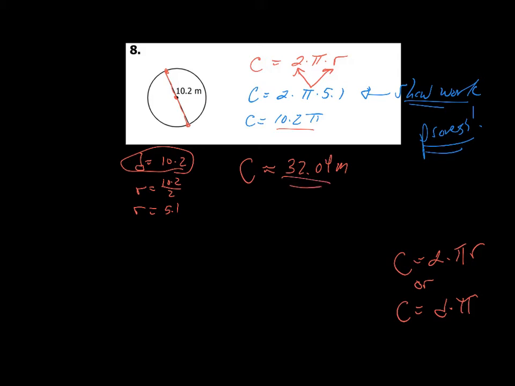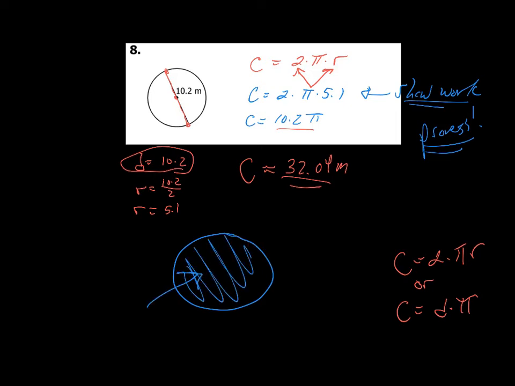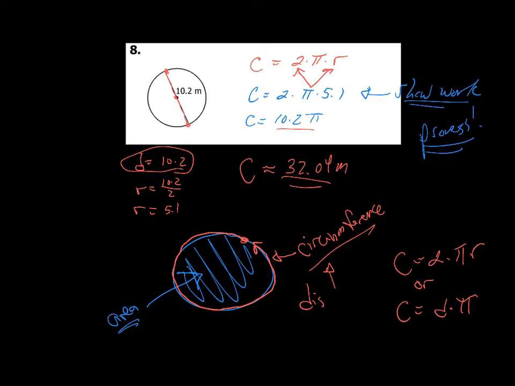Just for anybody who's not sure, if we had a circle, this space here is the area, versus the distance around the circle, that's the circumference. And that's my horrible handwriting, but you get the point, right? This is a distance number, whereas this is two-dimensional space. And that's the difference between area and circumference.